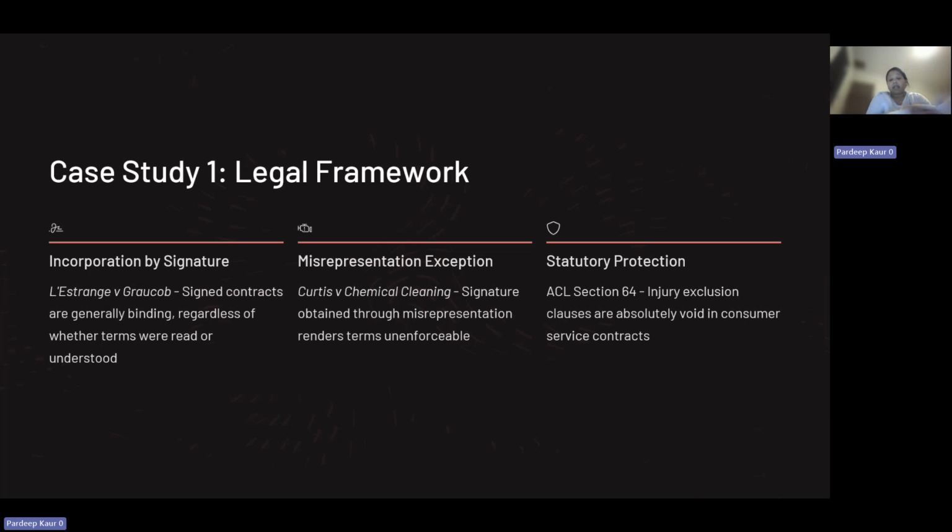term is not binding. Importantly, Section 64 of the Australian Consumer Law makes any clause that tries to exclude liability for personal injury caused by negligence absolutely void in a consumer service contract. These statutory rules alone are decisive.